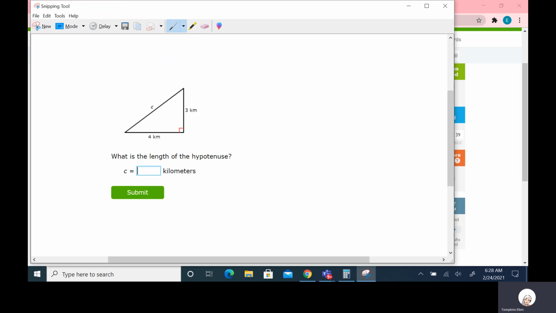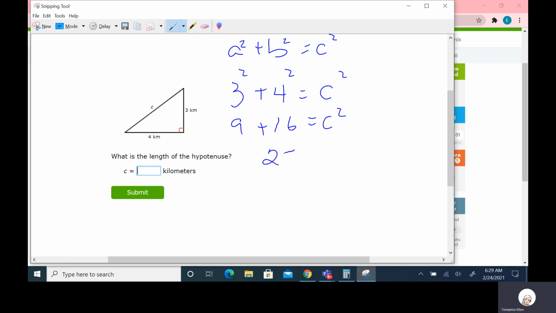So we've got A squared plus B squared equals C squared. 3, 4, and then C squared. 9 plus 16 equals C squared. 25 equals C squared. We get the square root button. 5 equals C. And there is your 3, 4, 5. It's an easy way to remember these.